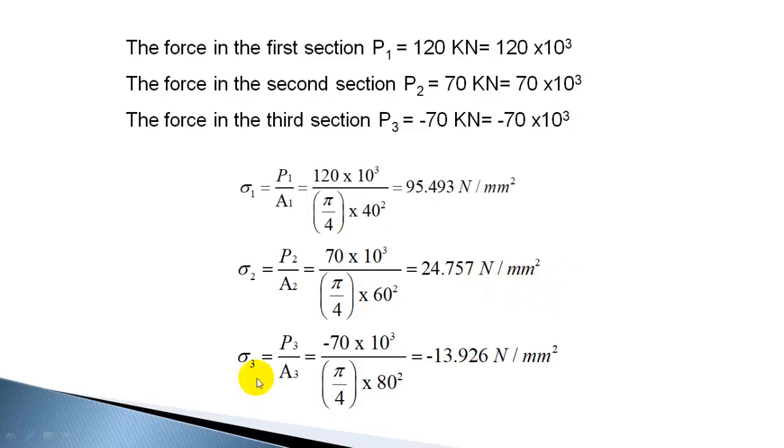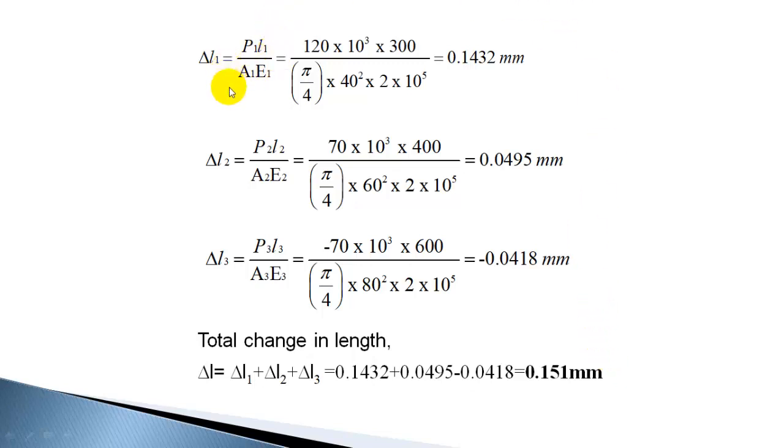The stress in the third section is P3 by A3, and P3 is compressive force, so minus sign you can retain. So minus 70 into 10 raised to 3, the diameter is 80, so you can calculate the area. So load divided by area of cross section gives the stress as minus 13.926 Newton per mm square. Minus shows that it is a compressive stress.